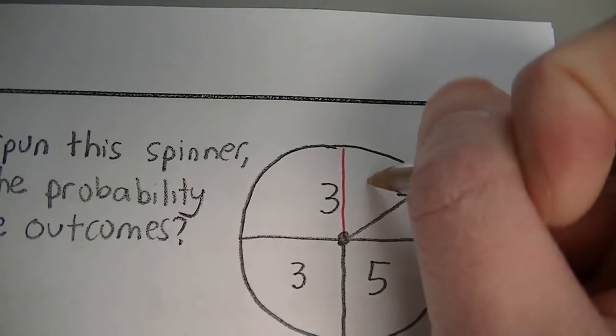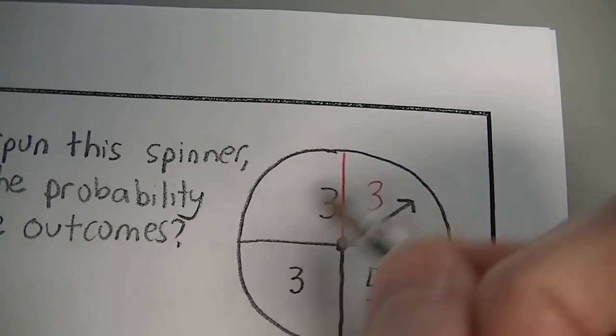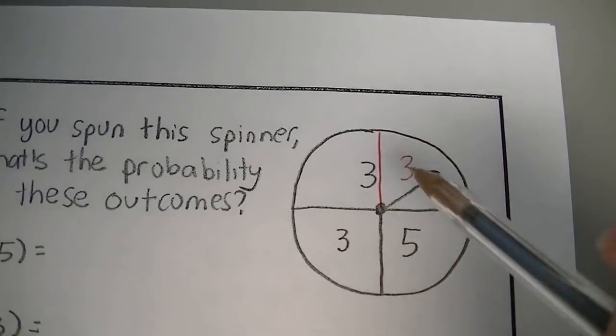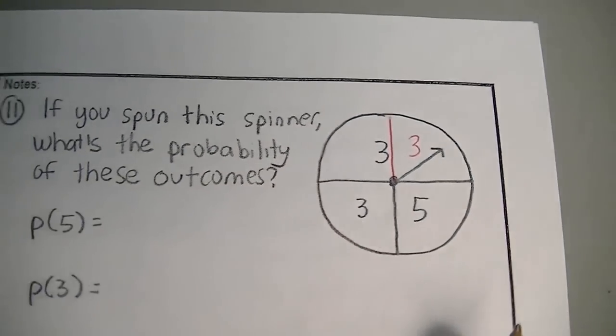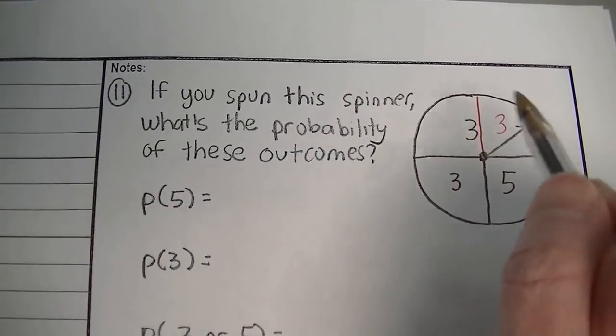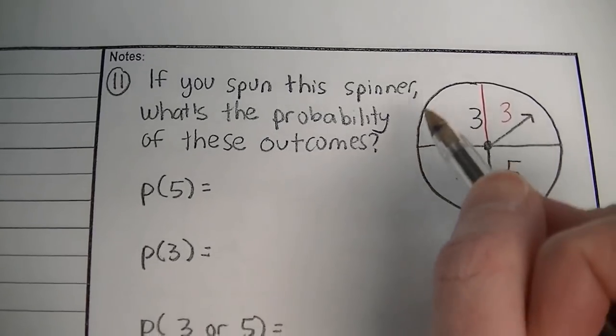So this side's 3, but this side can also be 3, but see how I had to split it into the 4 equal congruent sections? That's what we gotta do, okay? And pretend that they are congruent because you know how my drawing skills are. So now, what's the probability of landing on a 5 if you spun that spinner once? Well, it's 1 out of 4.